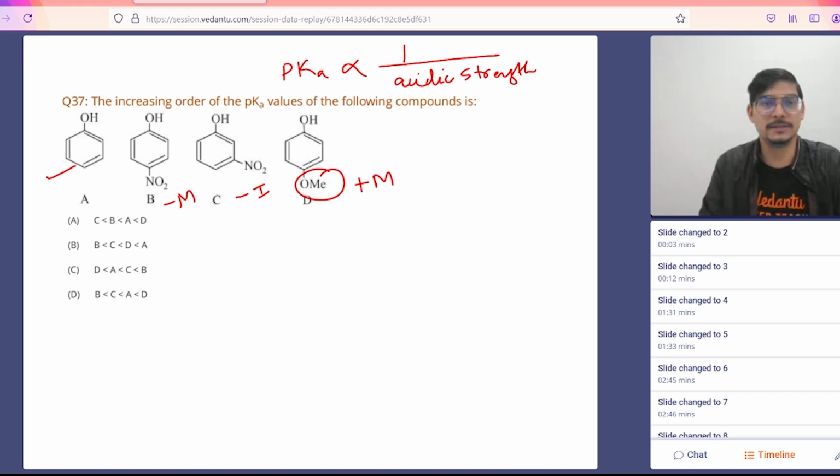After that, it is C, and then A, and then D, right? So this is going to be BCAD. B is the strongest acid, so it should have the minimum pK value. So that leaves us with this one. And D is the weakest acid, that should have the maximum value of the pK. So B, then C, then A, then D. So BCAD. That is the correct answer.